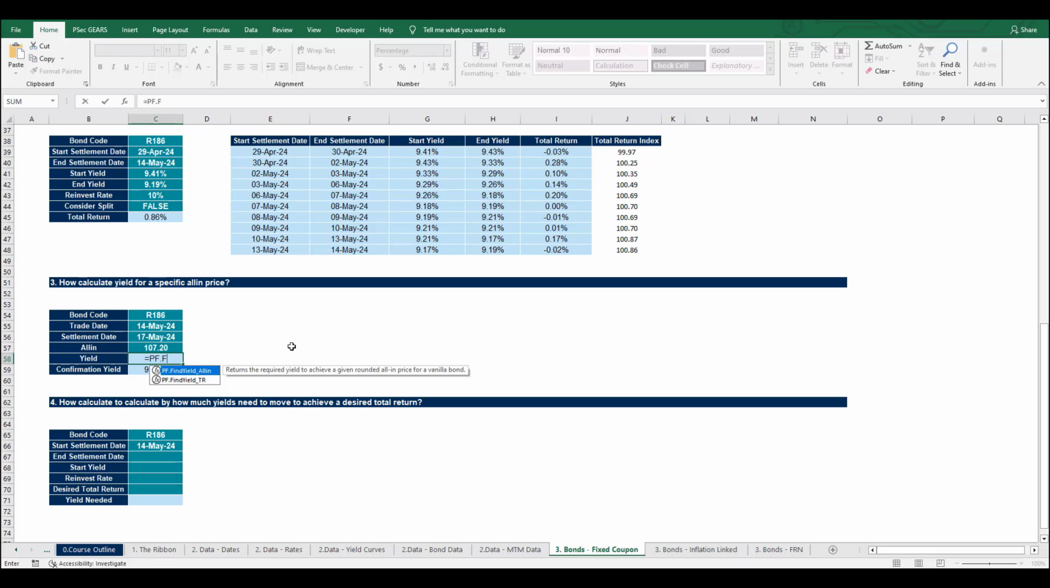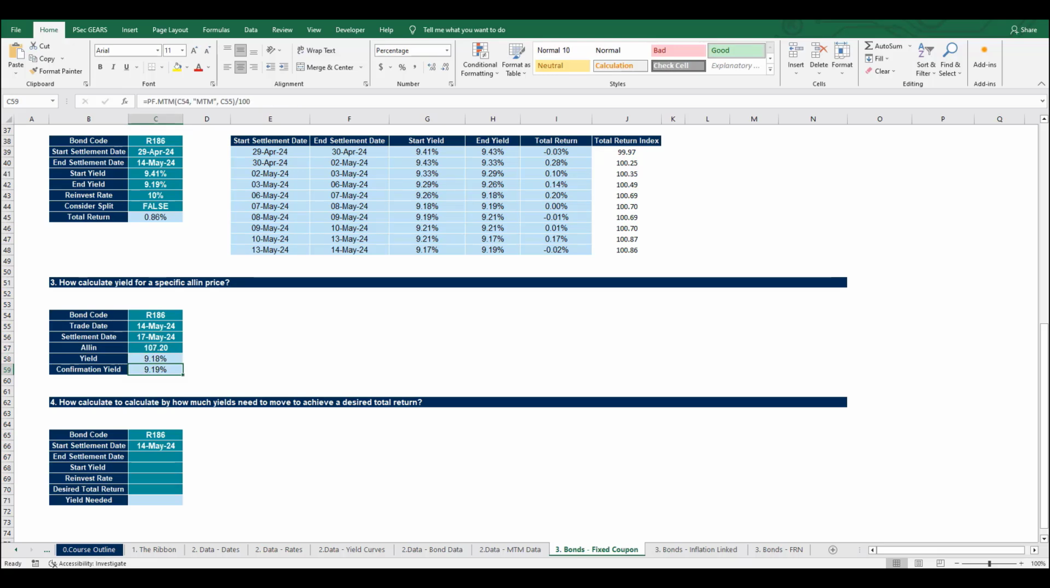pf.find. So one of two functions, we're going to go through this one next, but find yield given an all-in. So we have the R186 as the bond code, and some of these will require settlement dates, others will require trade dates, but we are settling on the 17th of May. We are getting our all-in price, and we should be dividing this by 100. We could also divide it in the cell over here, and we're not considering a split, false.